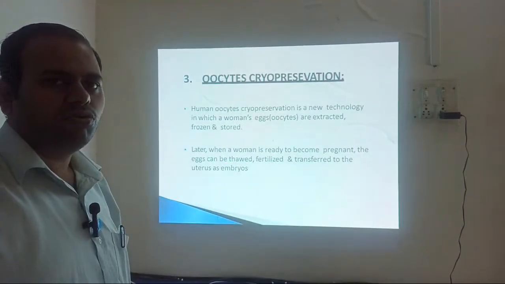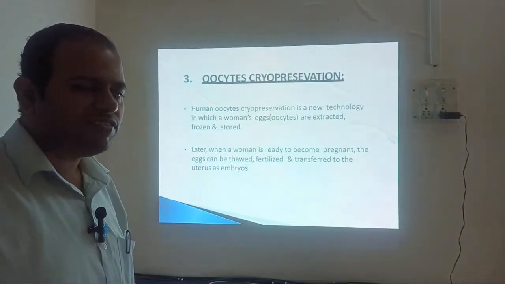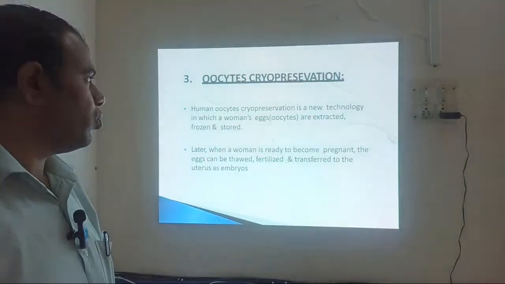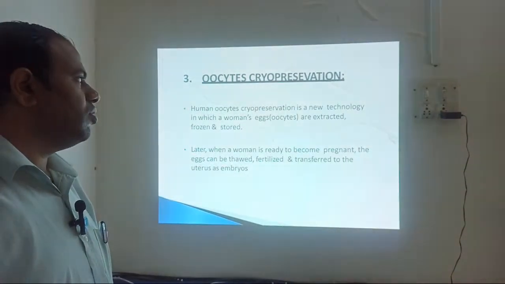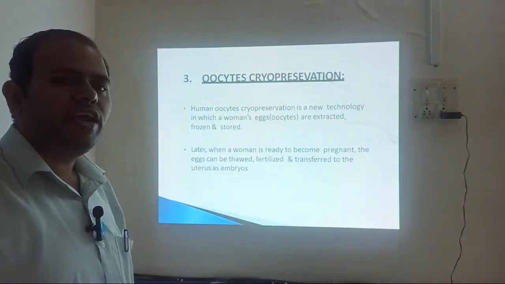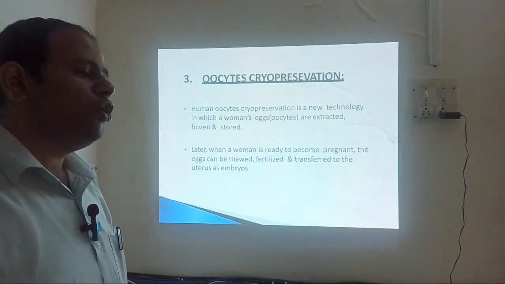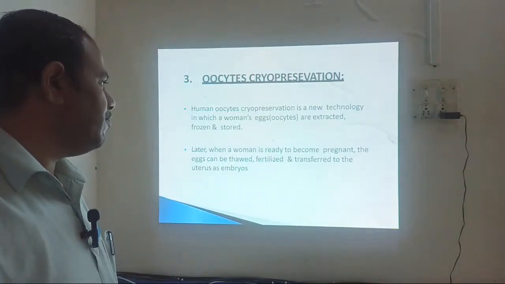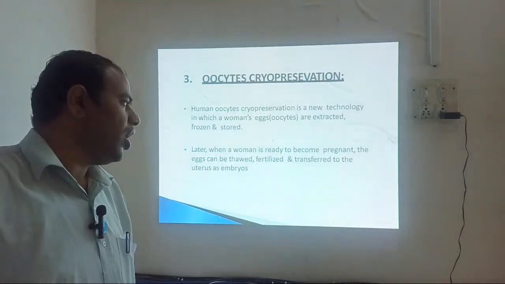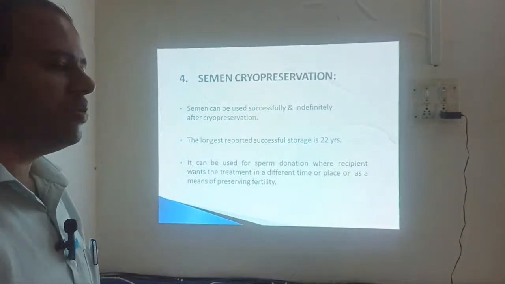Then oocytes also can be preserved. Preserving the ovary is a more tedious task. Preserving oocytes is better and easier, like semen. Human oocyte cryopreservation is a new technology in which women's eggs are extracted, frozen, and stored. Later, when the woman is ready to conceive, these eggs can be thawed and fertilized, and then implanted into the uterus of such women. So this is oocyte preservation.